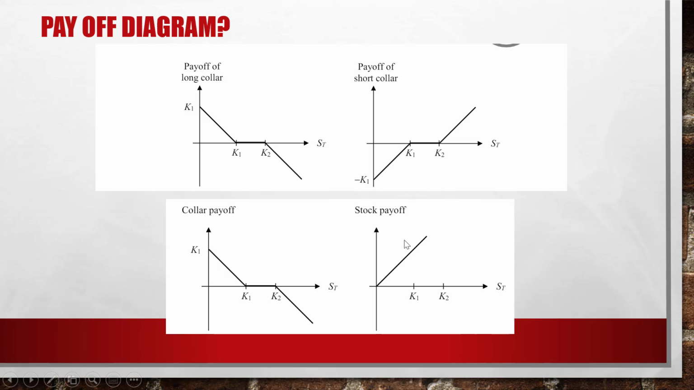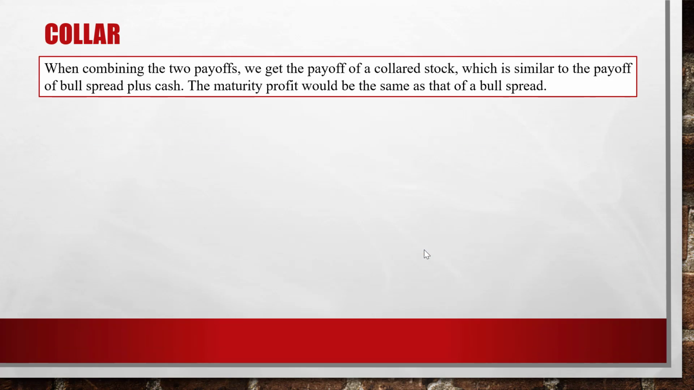So suppose the graph at the bottom right here is a stock payoff. See that? So basically, by purchasing n units of the collar, we can sell n units of the underlying in the price range between K1 and K2 at time t. And when combining the two payoffs, we get the payoff of a collared stock, which is similar to the payoff of the bull spread plus cash. The maturity profits would be the same as those of a bull spread.